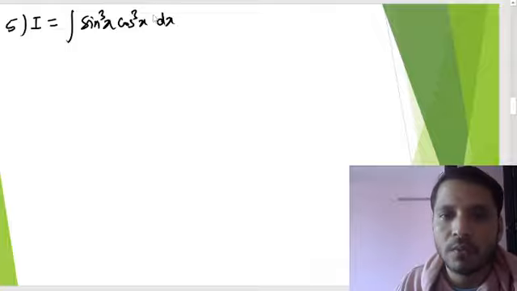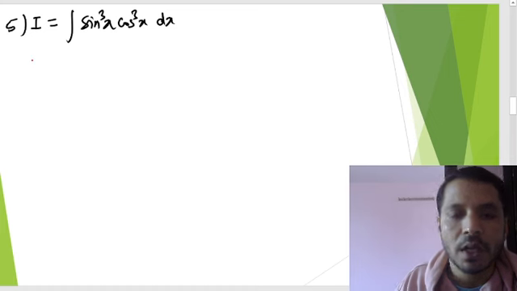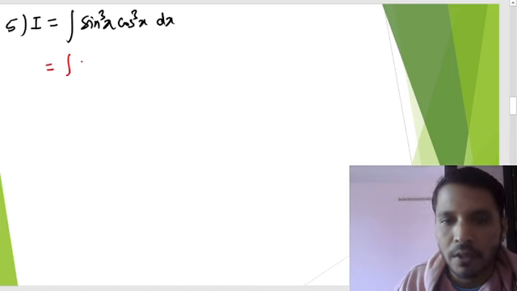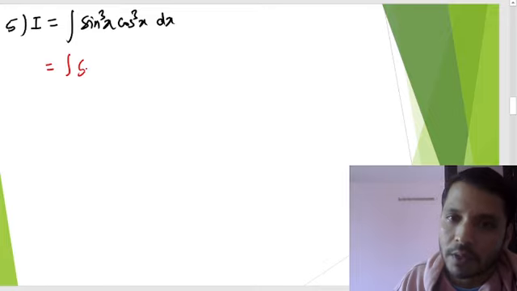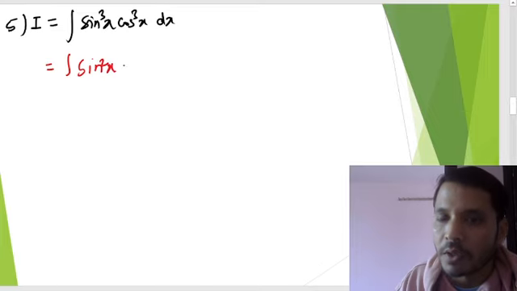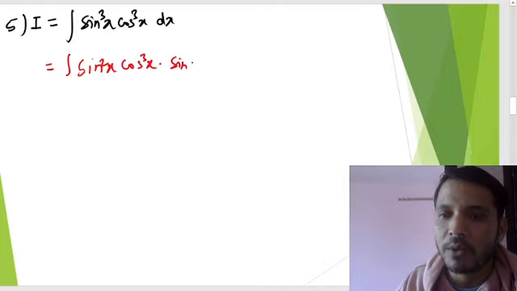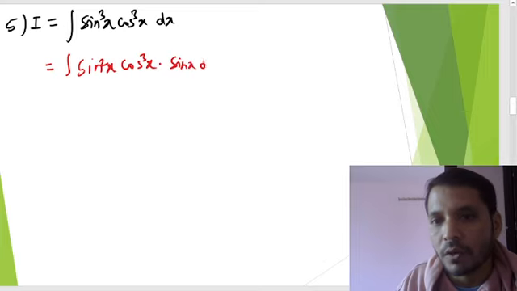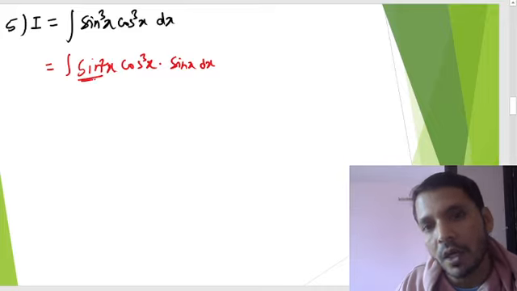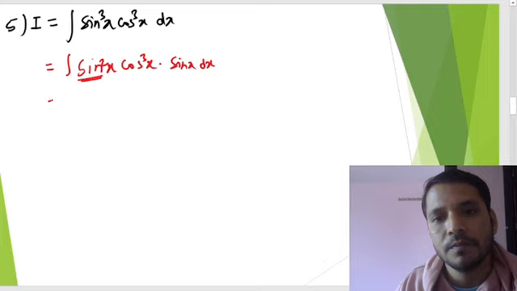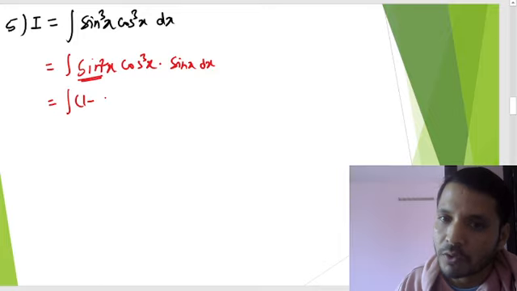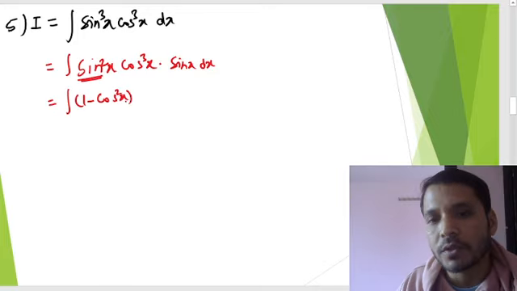Here what we can do, again we can reduce both to the same trigonometric ratio. We can write the integration of sine square x into cos cube x, and one sine I have reduced as sine square, and sine x into dx. Now this sine square we can write in terms of cos, so it will become 1 minus cos square x, and this cos cube x as it is, and this sine x into dx as it is.